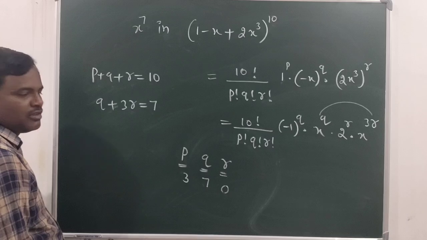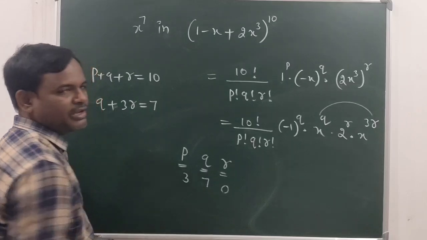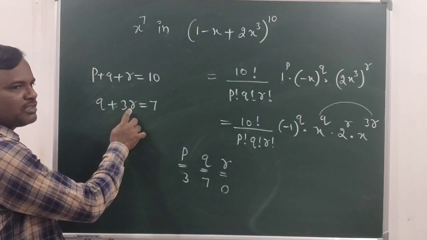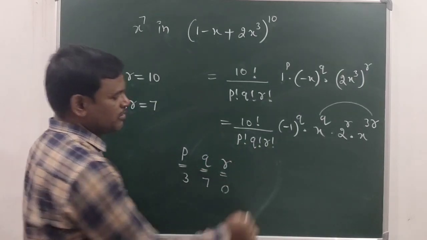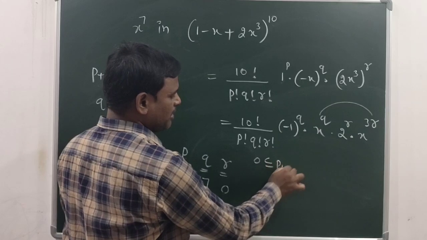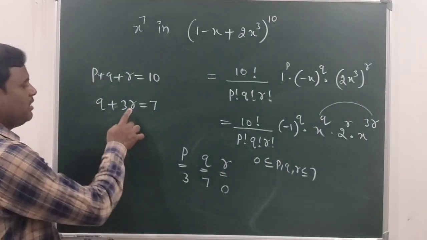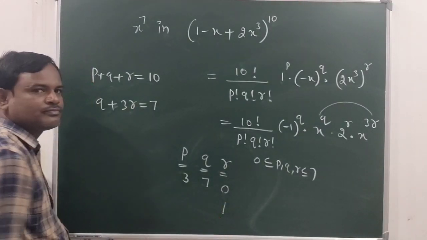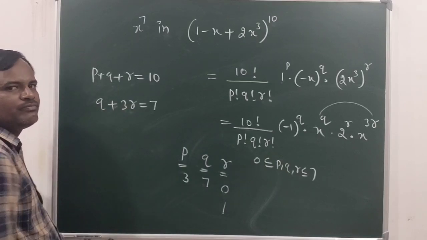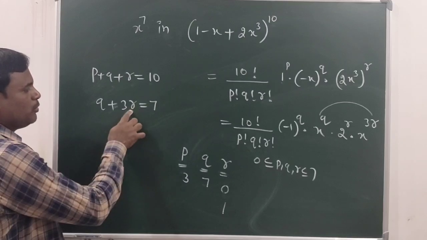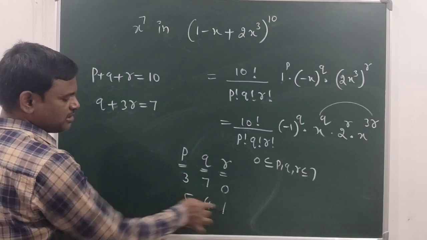Okay, students. So you know p, q, r should be integers. So here I kept R as 0. R can be 0. You know the condition for p, q, r: each is greater than or equal to 0. So here if I write R as 1, then how much do I get Q? Q is 4. So 4 plus 1 is 5. Then P will be 5 because the sum would be 10.